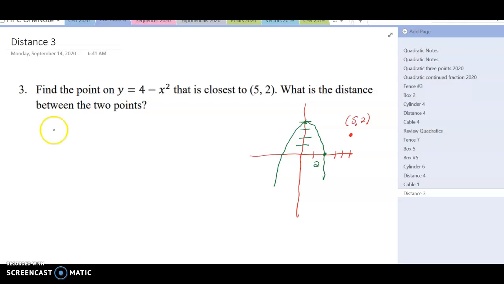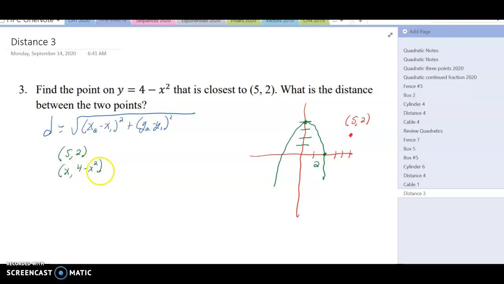So in order to find the distance, we need to remember the distance formula. The distance between 2 points is the square root of (x2 minus x1) squared plus (y2 minus y1) squared. We know one of our points is (5, 2), and then our other point is (x, y), but the y value is 4 minus x squared. So we really have 2 points here, the point (5, 2) and the point (x, y), and we know from this highlighted portion that y is 4 minus x squared.